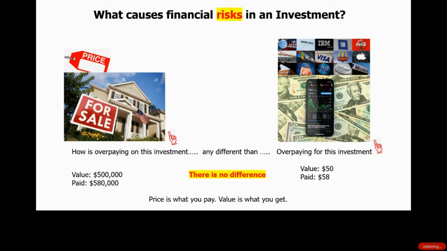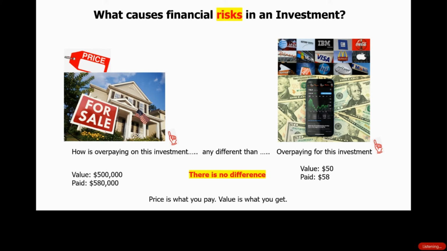So when we look at how this investor overpaid for this house, he paid $580,000 for something that's worth $500,000. How is that any different than a person in the stock market buying a stock for $58 when it's only worth $50? And what I tell you is there is absolutely no difference.